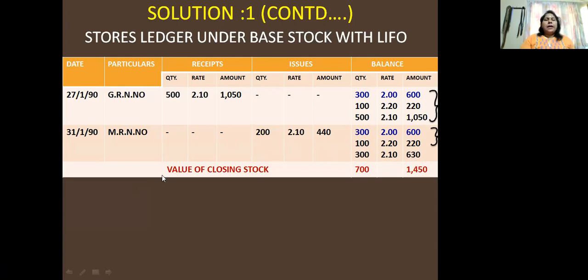Since it's the last date, I need to find out the value of the closing stock. So I need to add the quantity of the last date, 300 plus 100 plus 300, 700, and the value 600 plus 220 plus 630, 1450. So this is the value of the closing stock as per the stores ledger and the base stock method with the LIFO as per the problem.